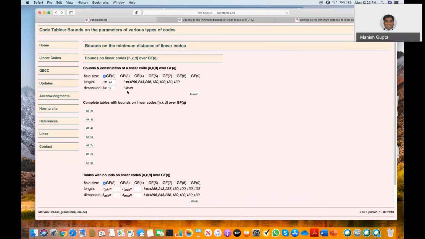So in two ways you can check the entries, by entering the values here, or by looking at the entire table. Fine. That's all for these bounds.